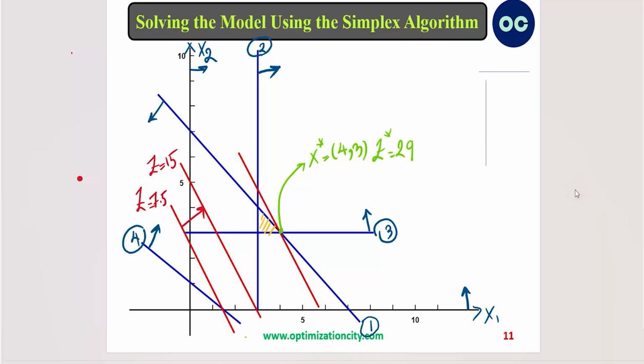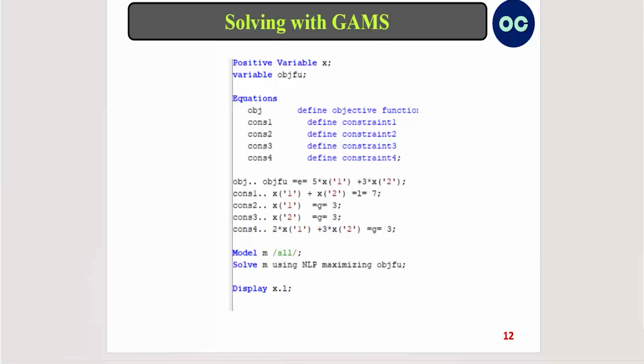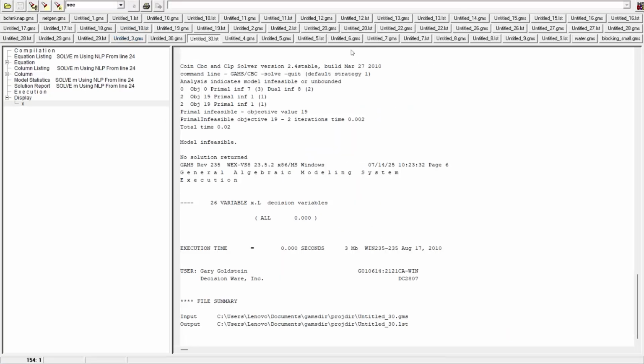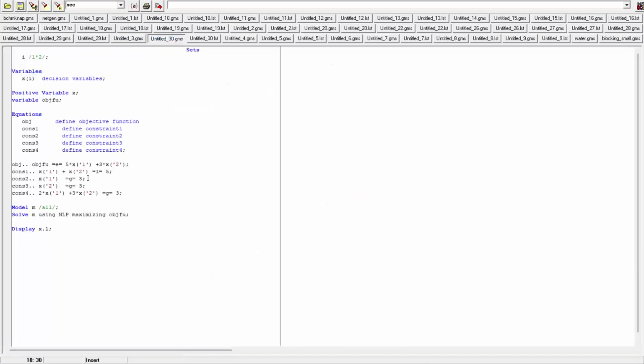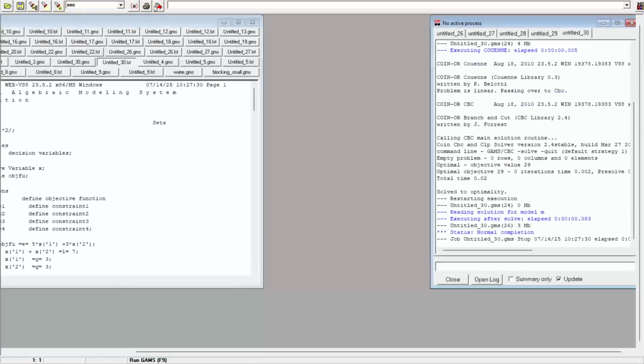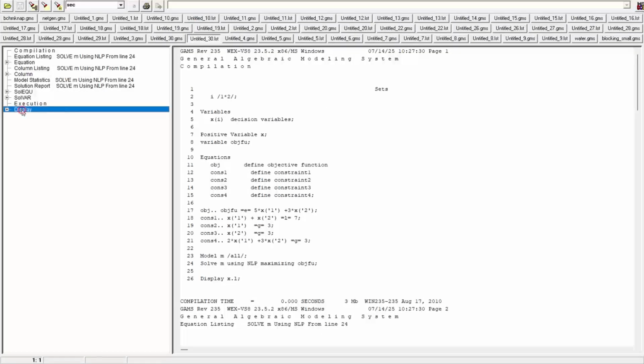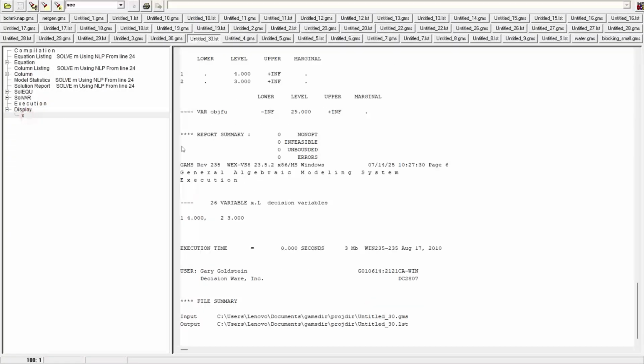In GAMS, what happened? So we returned to GAMS. This is the model. We changed the 5 to 7, and we click the red arrow, and the objective function is equal to 29, and x1 is 4, and x2 is equal to 3.